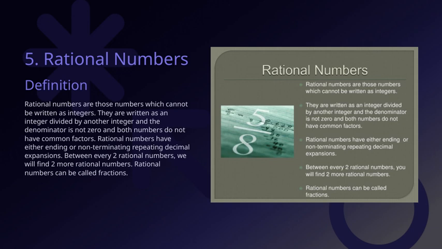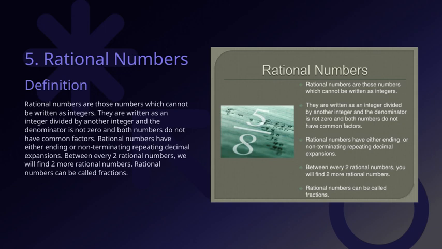Rational numbers have interesting decimal expansions. They can either end, like 0.5 or 0.75, or they can have non-terminating repeating decimals, like 0.333 or 0.666. These repeating patterns are a key feature of rational numbers. And here's a neat point. They are densely packed on the number line. Between any two rational numbers, you can always find two more rational numbers. This highlights how continuous and rich the set of rational numbers is. Finally, rational numbers are often called fractions, which is a term you're probably familiar with.